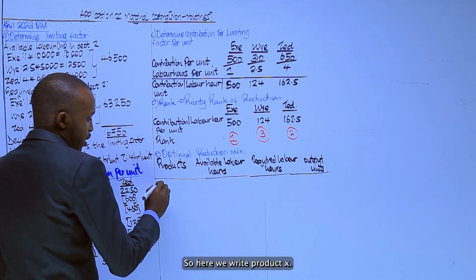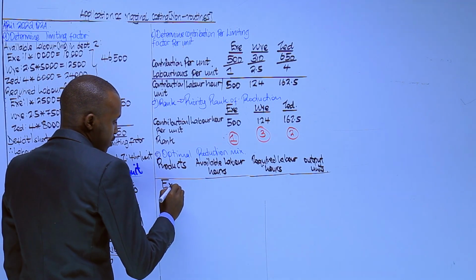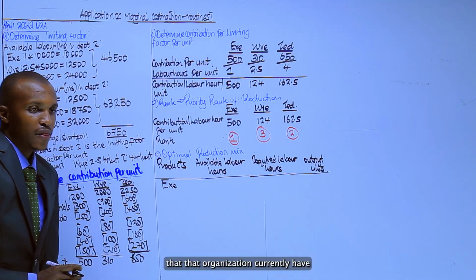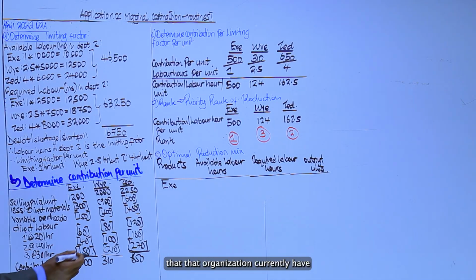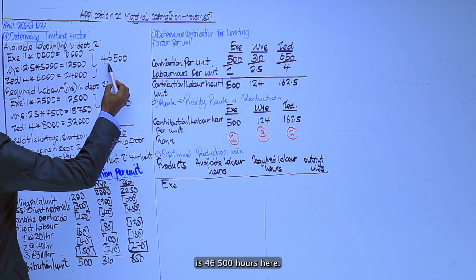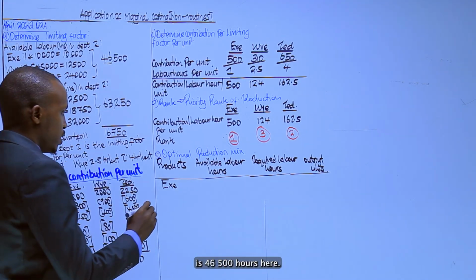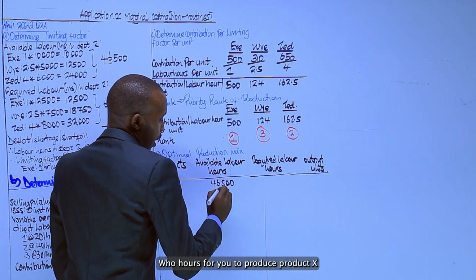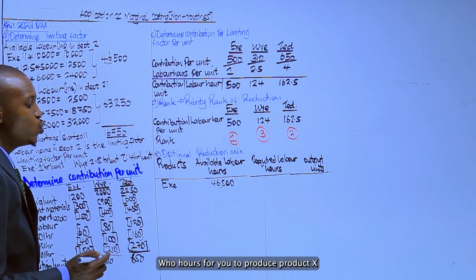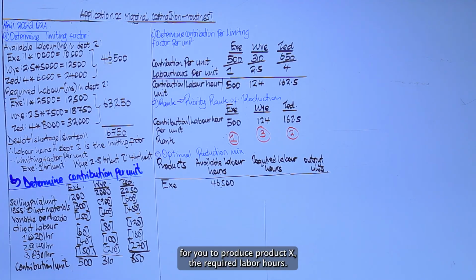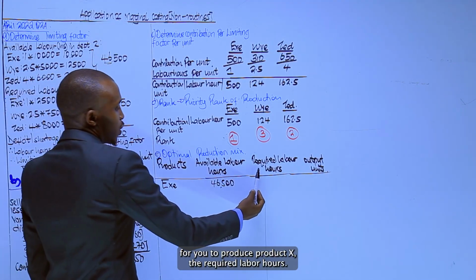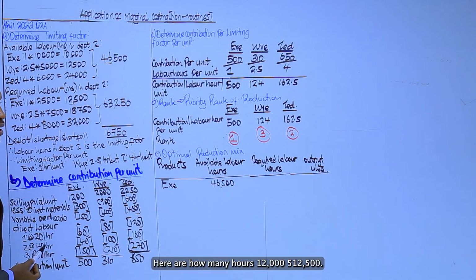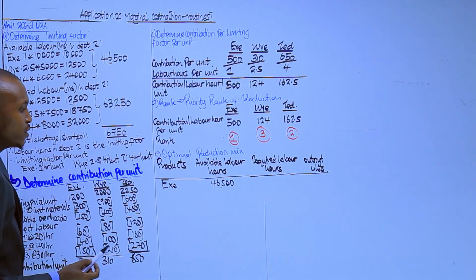Wonderful. The first product we want to produce according to our rank is what? X. So here we write product X. The available hours that the organization currently has is 46,500 hours. So here you write 46,500 hours. For you to produce product X, the required labor hours here are how many hours? 12,500.